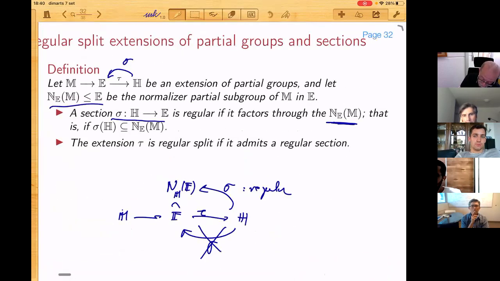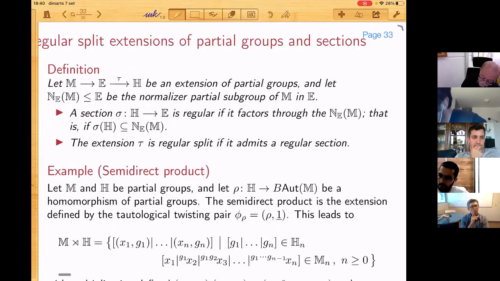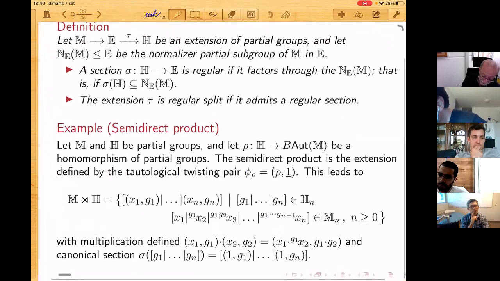And this means, from what we have seen here, that if we take an element in H, Y, and then we have sigma Y here, then this sigma Y acts by conjugation on M, right? It belongs to Out M. So we have an action in this way. Somehow we get the action of the base on the fiber, right? And the extension is regular. The extension is regular split if it admits a regular section. So that's the standard split extension, regular split extension, as this is the semi-direct product, right?